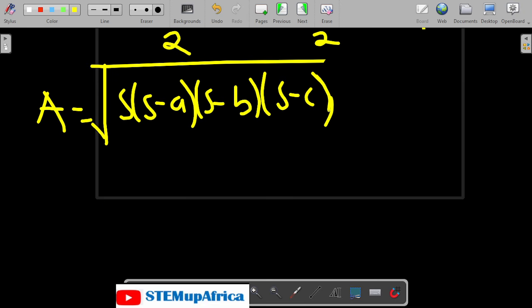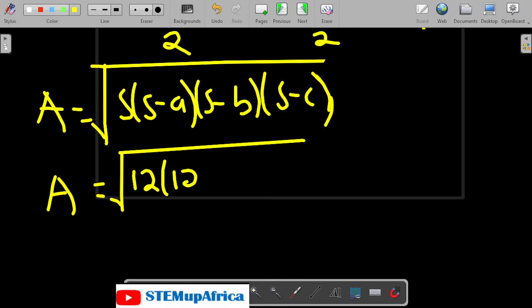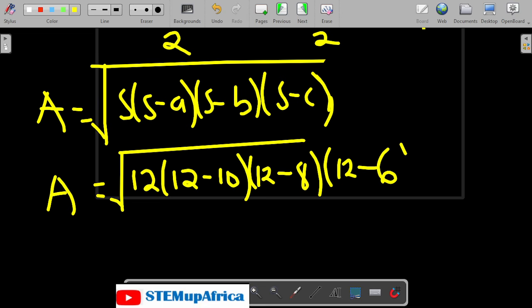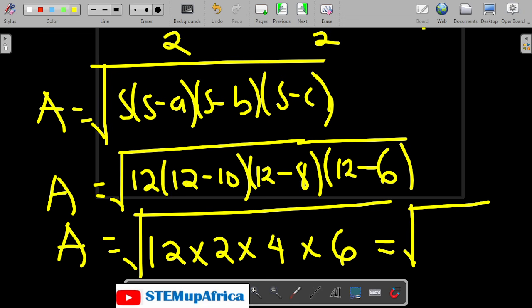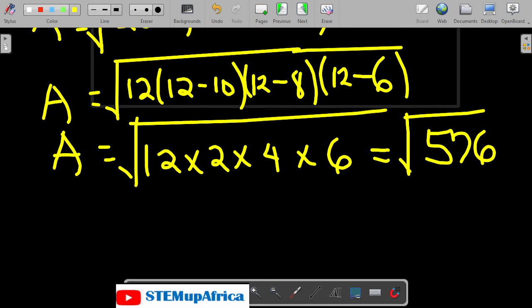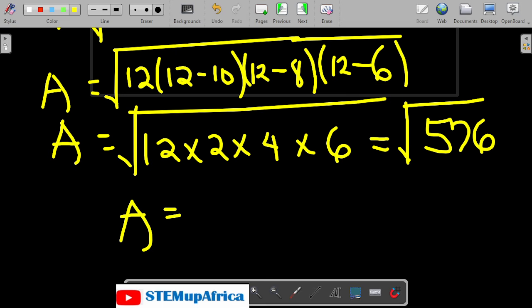So what are we having from here? My A will be simply the square root of 12 times (12 minus 10), (12 minus 8), (12 minus 6). So A will give me the square root of 12 times 2 times 4 times 6. I multiply, what am I having? 12 times 2 times 4 times 6 will give us 576. So what is the square root of 576? The area now equals the root of 576. We're having 24 centimeters square as the area of that triangle.